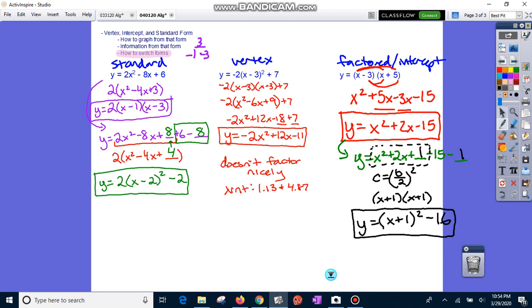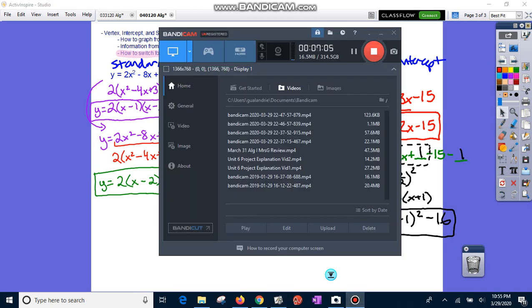Again, go through completing the square and how to do that, and that's what you are seeing there. So that's the end of my recording here.